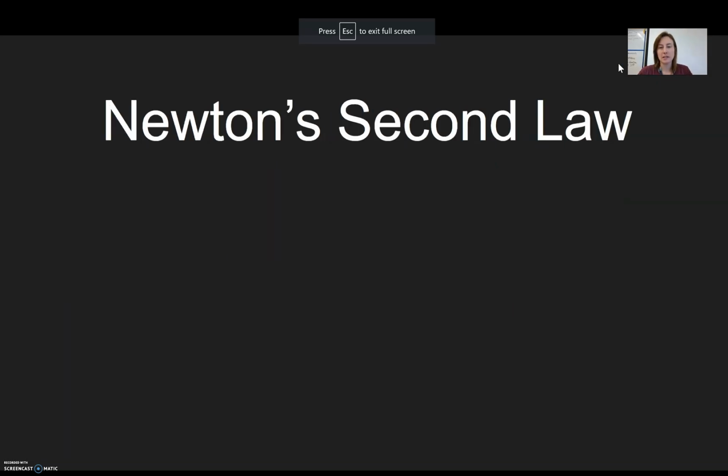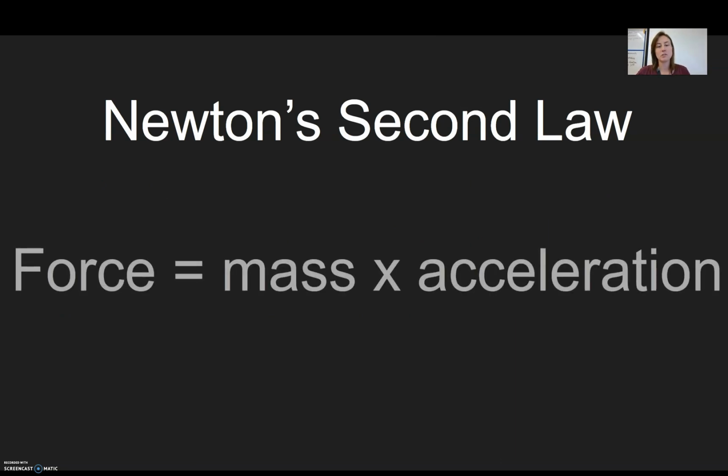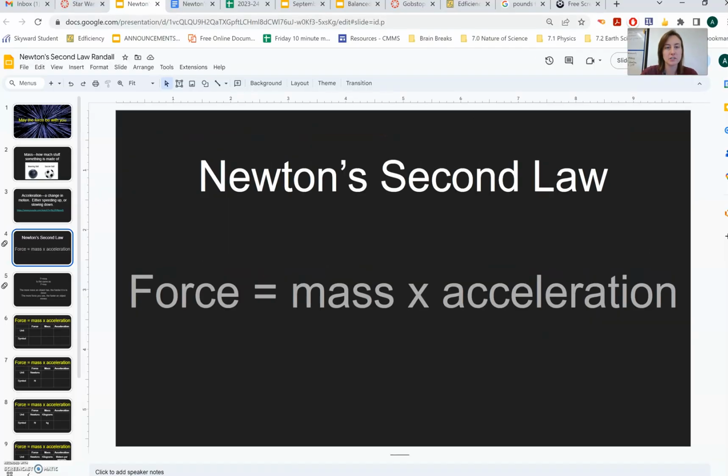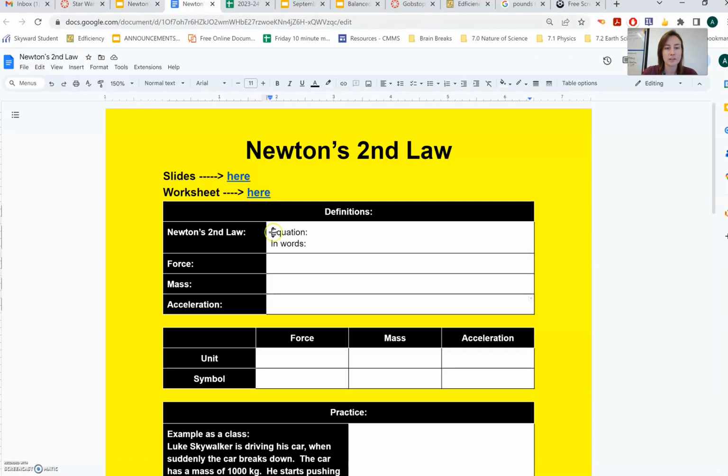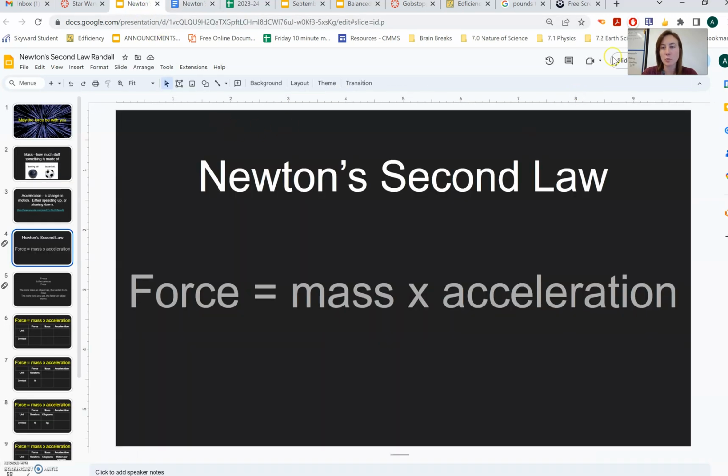Okay, so Newton's second law is how we use mass and acceleration to calculate force. So force equals mass times acceleration. You can type that into your assignment as well. This is the top question, okay? So that's in words. Force equals mass times acceleration. And then the equation is our short way of writing it.